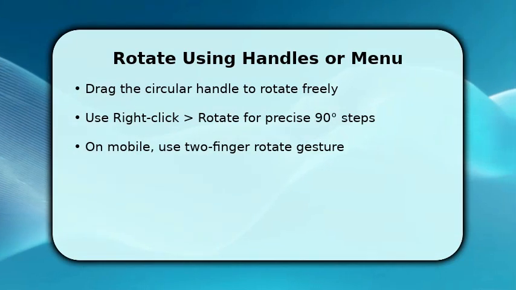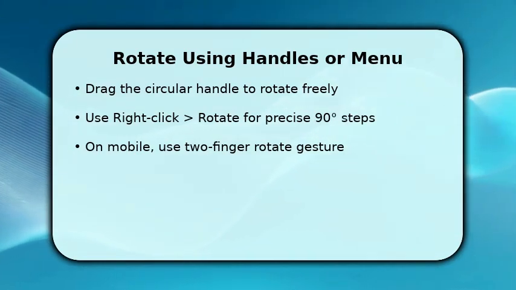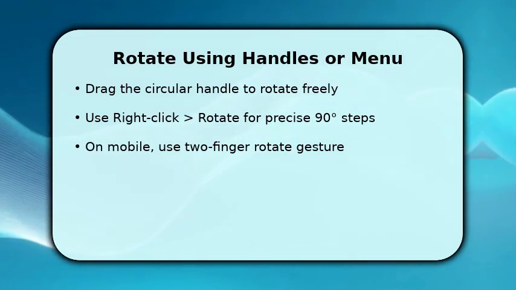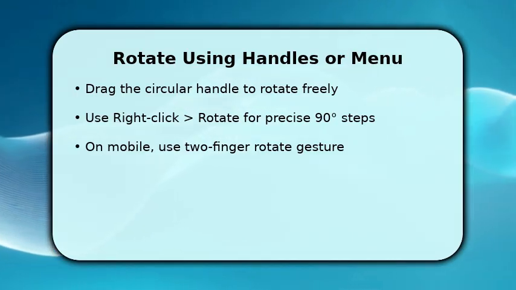Once the image is selected, you can rotate by dragging the circular handle above the image. This gives freeform control so you can visually align it. For precise rotation in 90-degree increments, right-click the image or long press on touch and choose Rotate.